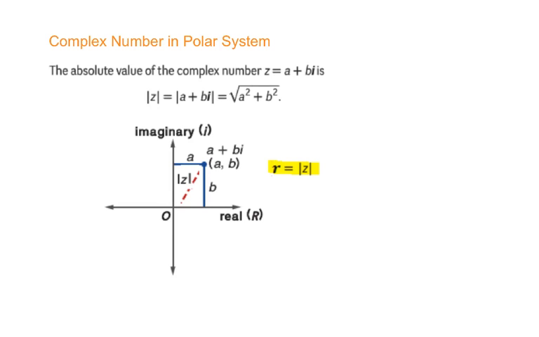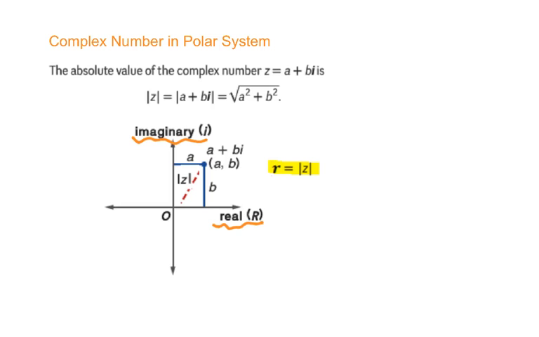This video is about complex numbers in the polar system. First of all, let's look at this coordinate system. It's a complex number system. On the x-axis, we use real numbers, and on the y-axis, we use imaginary numbers. So in this coordinate system, we can express any complex number.